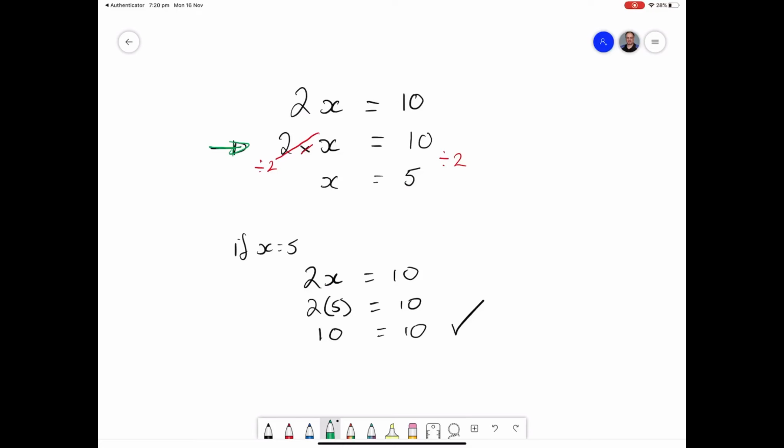Again, the division on the left-hand side had the effect of getting rid of this 2 times. And of course, division on the right-hand side, because that was just a whole number, gave us the number 5 at the end. So this was a one-step process. So to go from here to the answer, it took one step. We had to undo one operation. And that is what we refer to as a one-step equation.